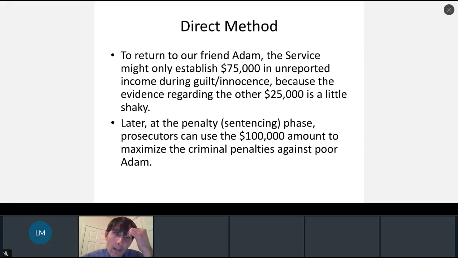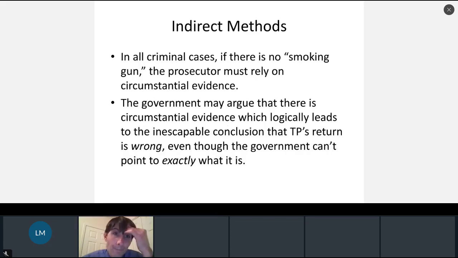Let's return to Adam. The service might only establish $75,000 in unreported income during the guilt or innocence stage because the evidence regarding the other $25,000 is shaky. Later, at the penalty or sentencing phase, the prosecutors can use the $100,000, the full amount, to maximize the criminal penalties against poor Adam. And it does sound unfair, and really heavy-handed, and over the top, but it is allowable.